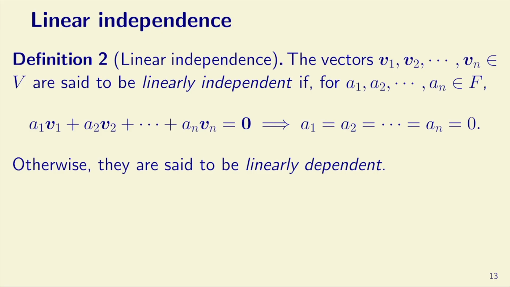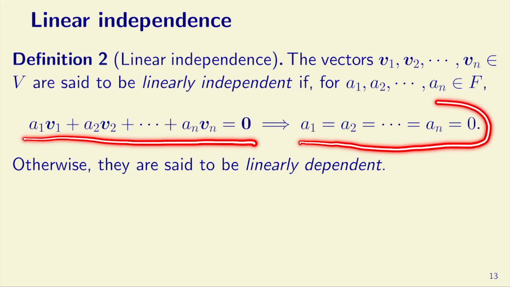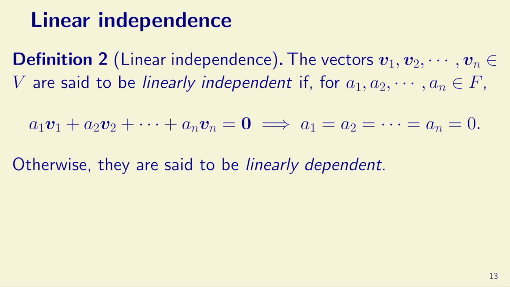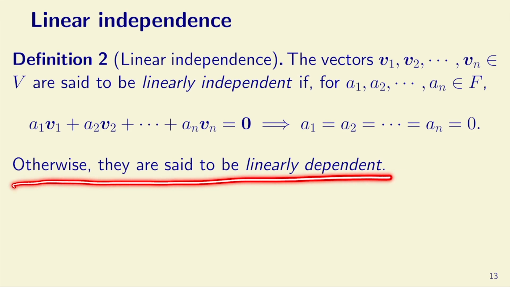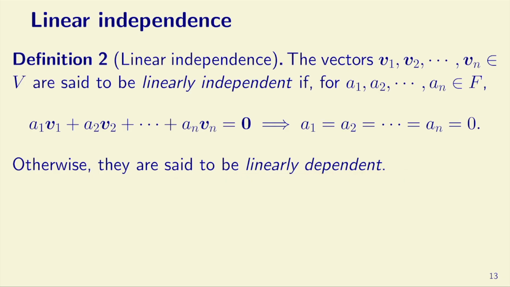This is where things get really interesting. What's the definition of linear independence? Definition 2 says that vectors v1, v2, vn are linearly independent if the only way their linear combination a1v1 plus a2v2 and so on plus anvn can equal the zero vector is if all the scalars a1, a2, an are 0. If there's any other way to get 0, meaning if at least one of the scalars isn't 0, then they are linearly dependent.